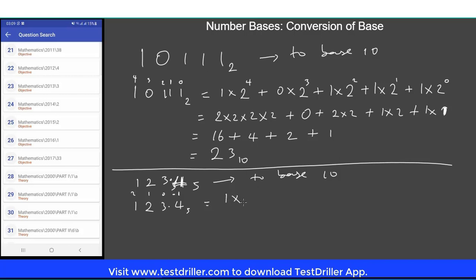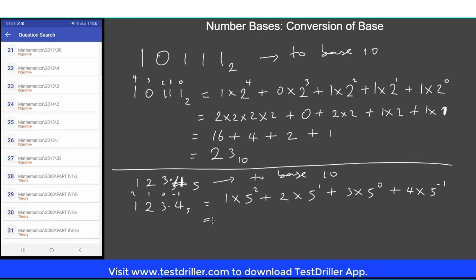So that's 1 times the base raised to the power of the place number, which is 2, plus 2 times 5 raised to the power of 1, right? Then plus 3 times 5 raised to the power of 0. Then plus, here you have 4 times 5 raised to the power of minus 1. Okay, so what do we do next?